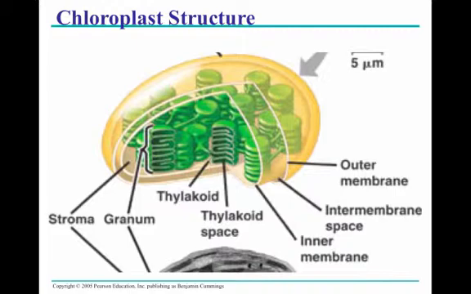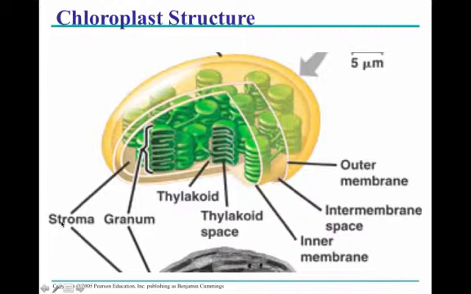And just like with mitochondria, we have two membranes, an outer and an inner membrane, and an intermembrane space. But all of those membranes and that space in this process are really not very important. The important structures and spaces are actually to the inside of the inner membrane. And just to the inside of the inner membrane is a space called the stroma.